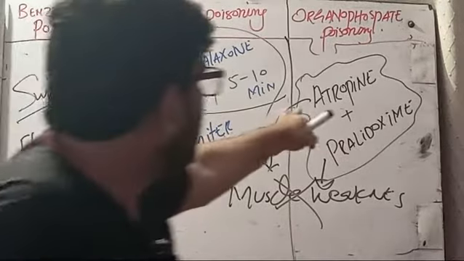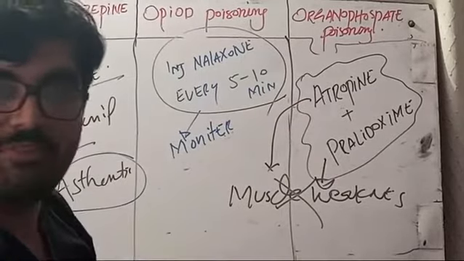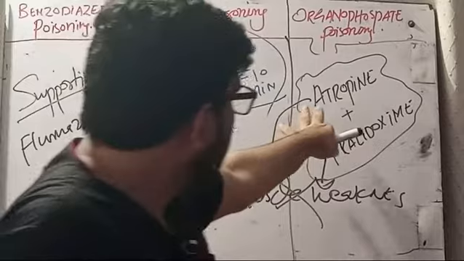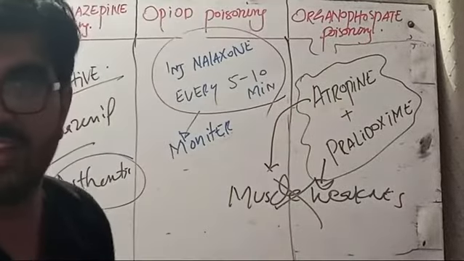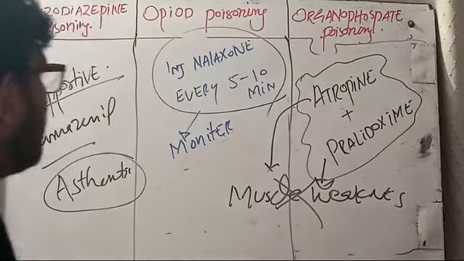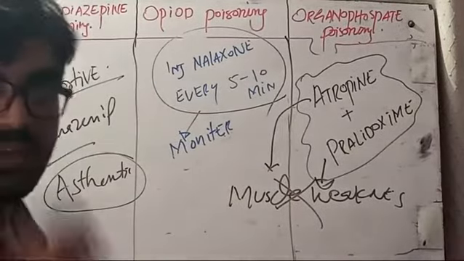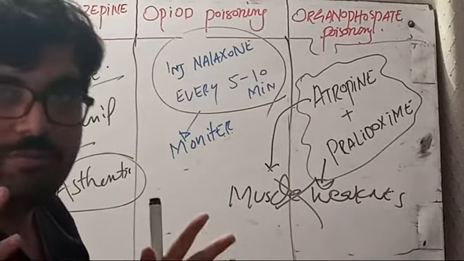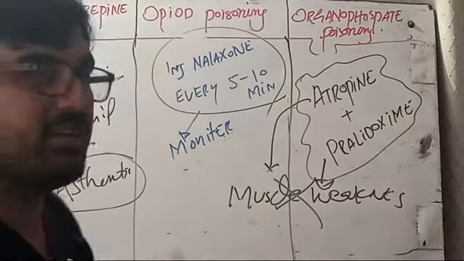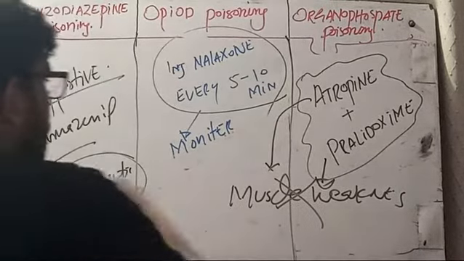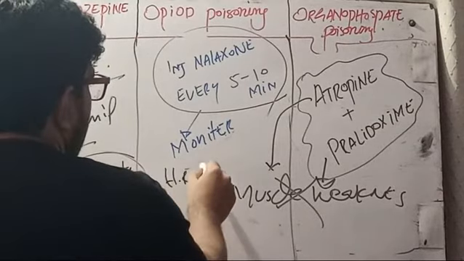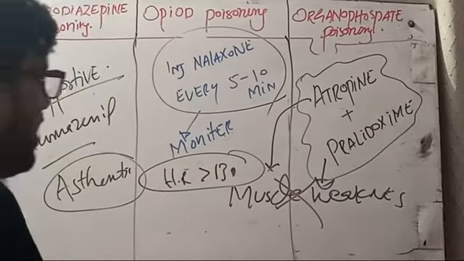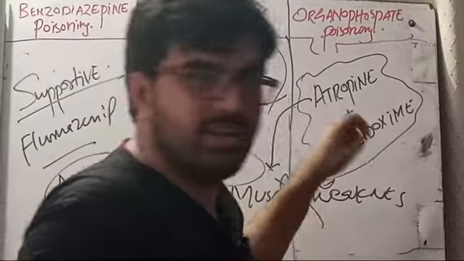So how do you give atropine? You give 1 ampoule of atropine IV fast every 5 to 10 minutes until there is atropinization. Atropinization means the heart rate is increased and the pupil size is increasing until normal physiological levels are achieved. But when will you stop atropine? When the heart rate is more than 130, you have to miss the dose. And pralidoxime, you have to give in continuous infusion.